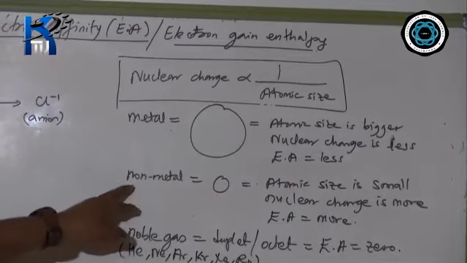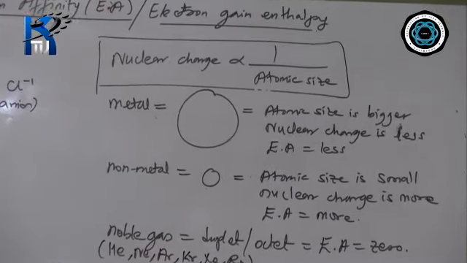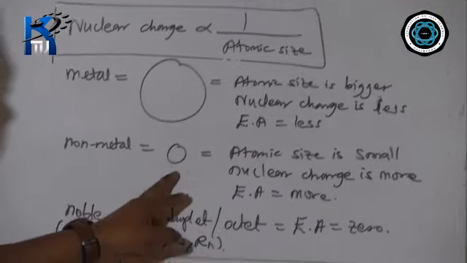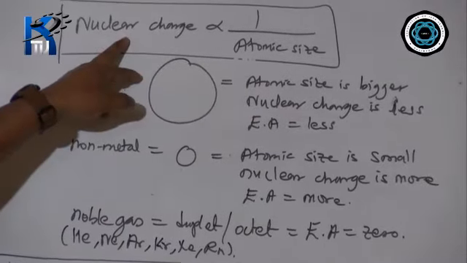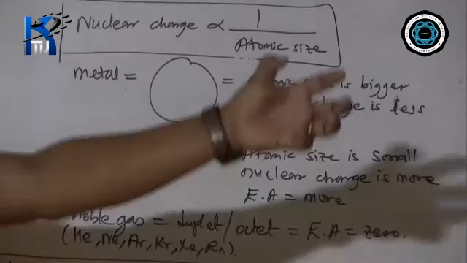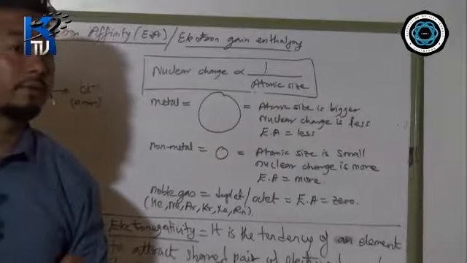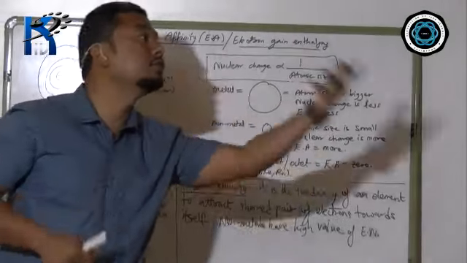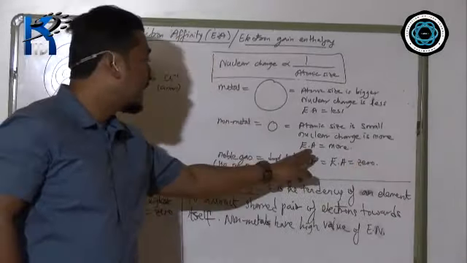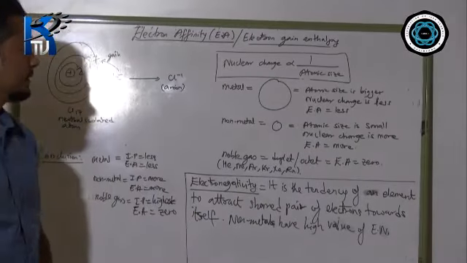Now, non-metal, atomic size is small. Since the atomic size of non-metal is small, therefore its nuclear charge is more. Nuclear charge more means it will try to pull more electrons towards itself. As a result, the energy release will be more, therefore it will have a high value of electron affinity.